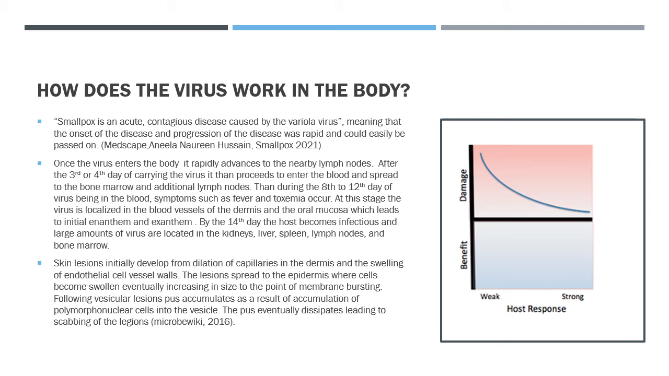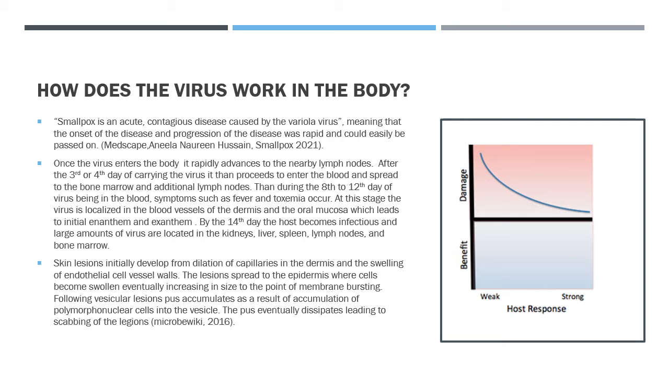Once the virus enters your body, it rapidly advances towards your lymph nodes, and after the third or fourth day of carrying it, it then proceeds to the blood and spreads to your bone marrow and additional lymph nodes. And then around the 8 to 12 day, the virus in the blood begins to show symptoms, such as fever and toxemia in the host. At this stage, the virus is localized in the blood vessels of the dermis and the oral mucosa, which leads to initial enanthem and exanthem. By the 14th day, the host becomes infectious, and large amounts of the virus are located in the kidneys, liver, spleen, lymph nodes, and bone marrow.